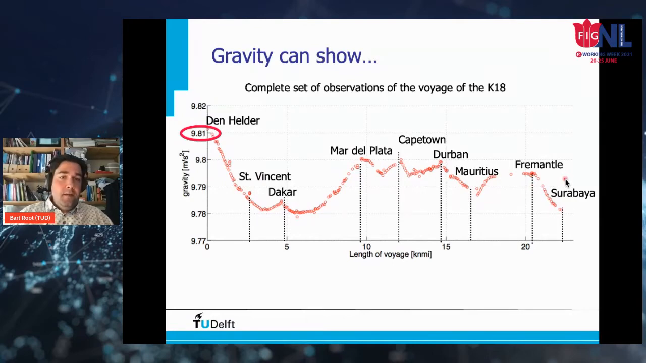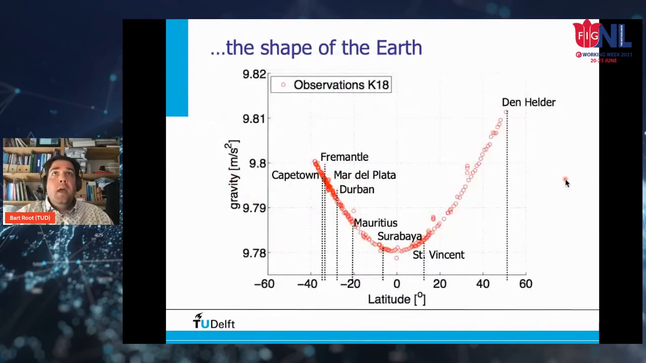And I don't see any structure in that, but that changes when I plot these data sets not chronologically, but with respect to where they were measured on a latitude. So where with respect to the equator. And look what happens. So we see the equator now in the middle. We have the South Pole to the left and the North Pole to the right. And we see a nice parabola showing the shape of the Earth.